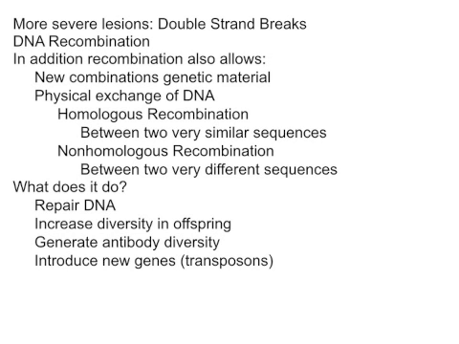Now, as we said, double-stranded breaks are more severe lesions, and they can be repaired by DNA recombination. In addition, recombination also allows new combinations of genetic material to be formed through the physical exchange of DNA. This is known as homologous recombination that occurs between two very similar sequences. Sometimes we can even have recombination between non-homologous sequences. Why do we do this? This allows for DNA repair, an increase in diversity in offspring. It allows us to generate antibody diversity, and it even allows organisms to introduce new genes into the genome through things like transposons, for instance.